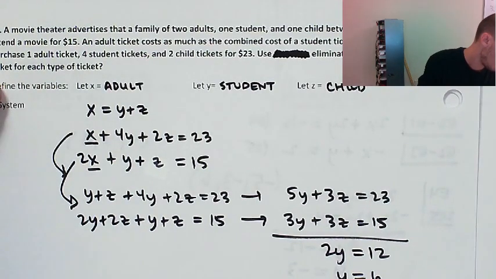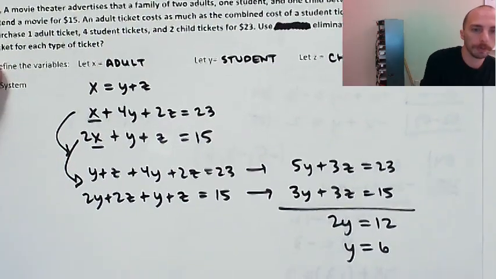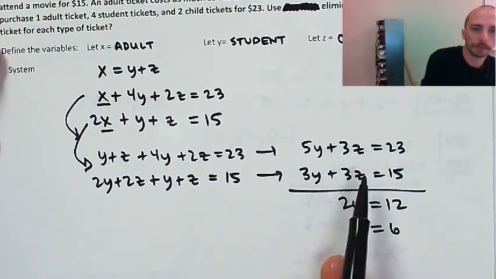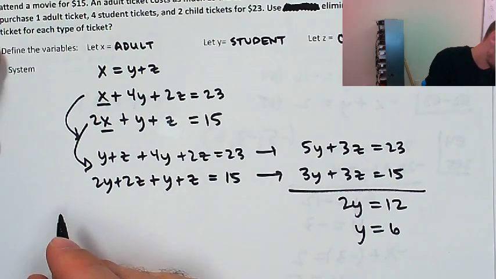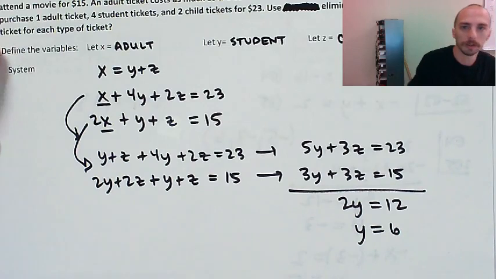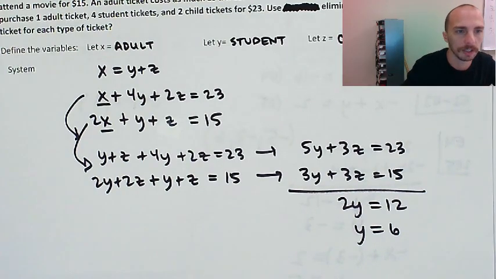Okay. What we're going to need is to go back to one of our equations that just has 2 variables in it. Maybe 3y plus 3z equals 15. How is that possible? Hold on. I've made some kind of mistake here.